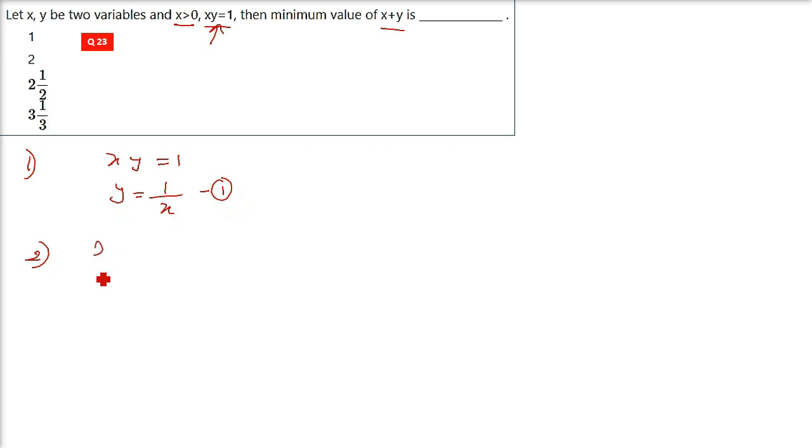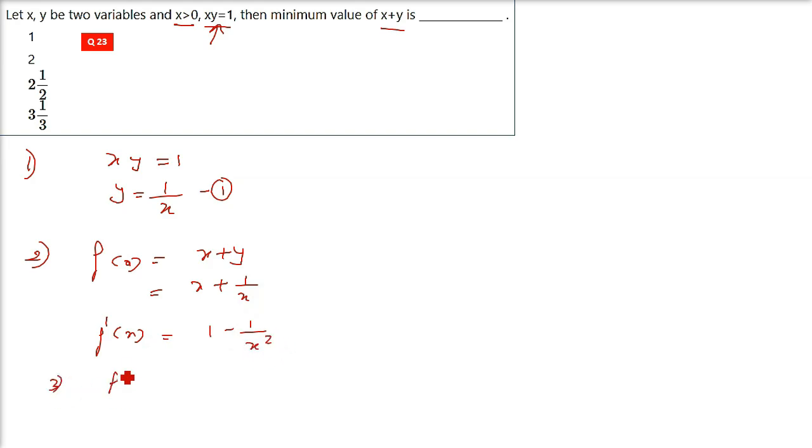Then we have the x plus y which has to be minimized or maximized. This is the function we have to deal with. We will replace y by 1 by x here, so it will be x plus 1 by x. F dash x is what? We have to differentiate this. It will be 1 minus 1 by x square.